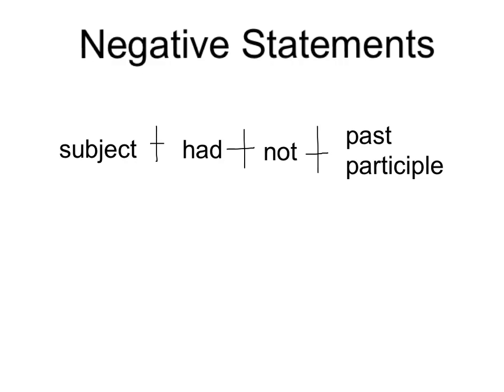So can you think of an example of a sentence using he or she that follows this model? I chose the verb eat, so I could say she hadn't eaten. She had not eaten, or she hadn't eaten. So we could say, why was she hungry? She was hungry because she hadn't eaten. At this point, you should be able to form negative statements with the past perfect.